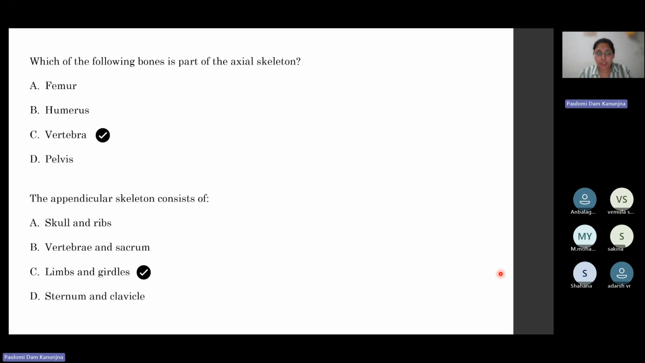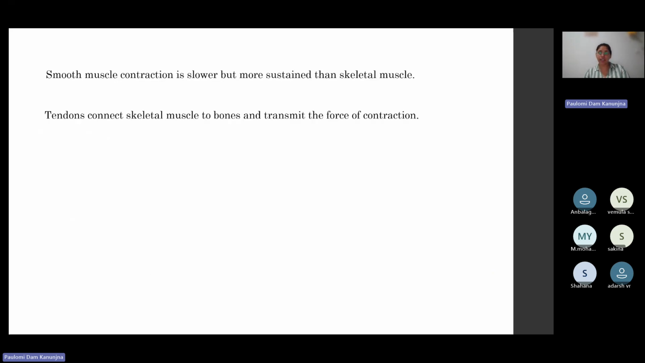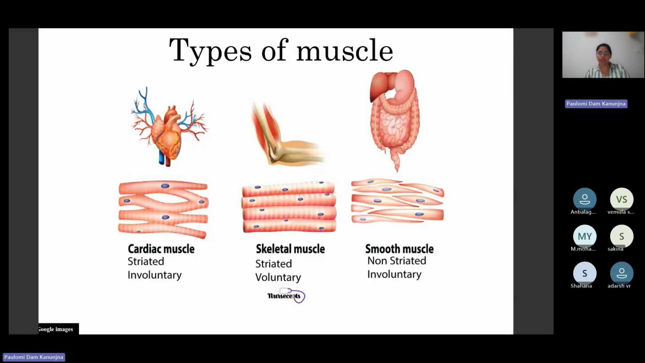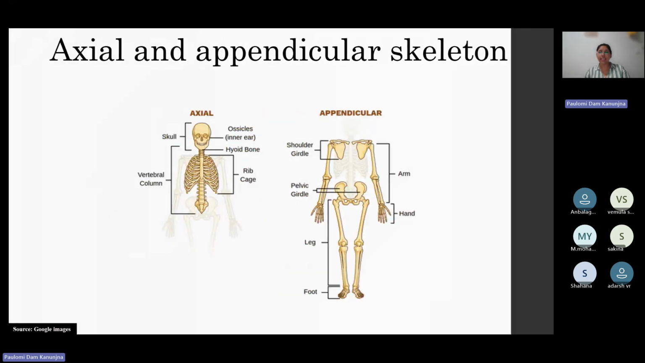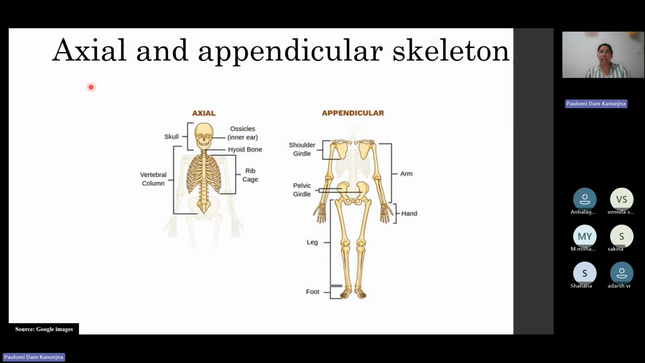Right. So the first one, axial vertebra, and the second one is limbs and girdles, which is appendicular. Let me take you back to the first slide so that you can just quickly see once again. That's your axial and that's your appendicular. Once again, axial is basically what gives your structure. So your midpoint. So your vertebral column and your skull are axial. And everything else that you see, this is supporting this side, this is supporting this.